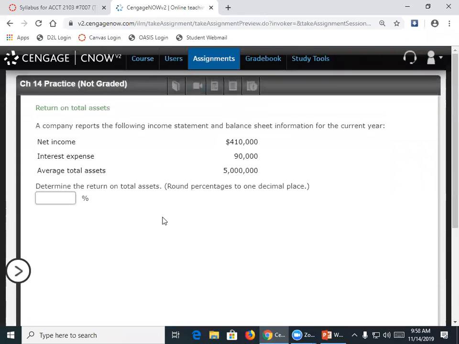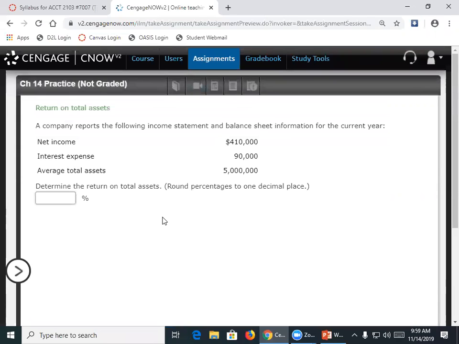And then the next one, return on total assets. Okay, return on total assets. Again, here we're looking at assets and we're not considering how they're being financed. So we're going to take net income plus interest expense and divide it by average total assets. That average total assets on your return on total assets includes long-term investments.